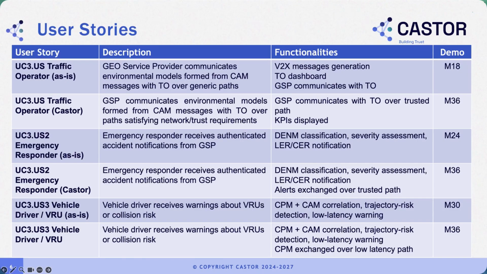Second, the emergency responder, who receives authenticated accident notifications, specifically the DENM classification, severity assessment, and alerts to local and central responders, eventually exchanged over a trusted path. Third, the vehicle driver and VRU story issues warnings about vulnerable road users and collision risk using CPM and CAM correlation and trajectory risk detection delivered over a low latency path.